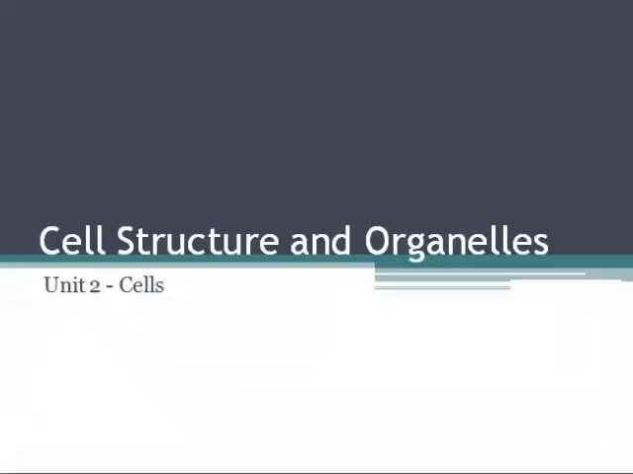Okay, welcome back. Now we will be talking about the cell structure and organelles found in Unit 2, Cells. This is the information regarding the cellular boundaries, and most of the other items can be found in Unit 2, starting on page 196. Cell membrane.